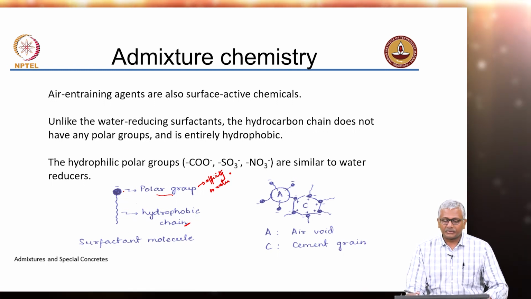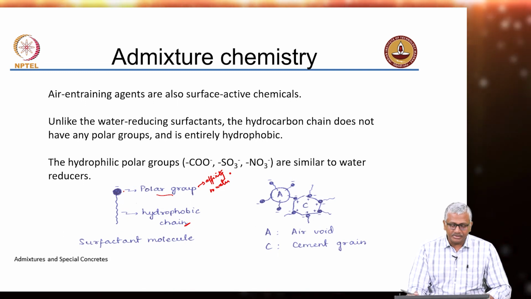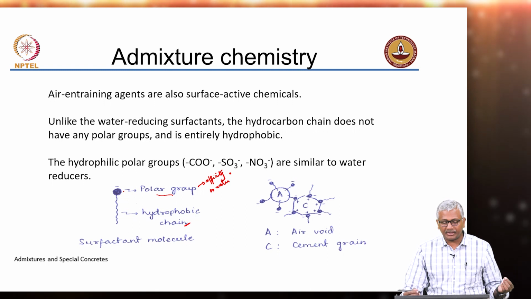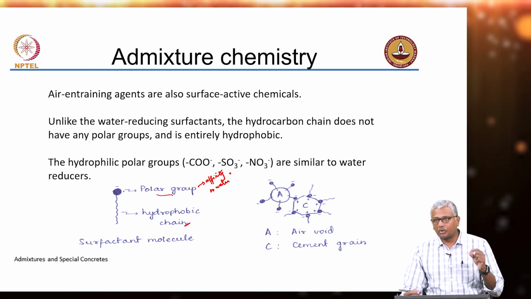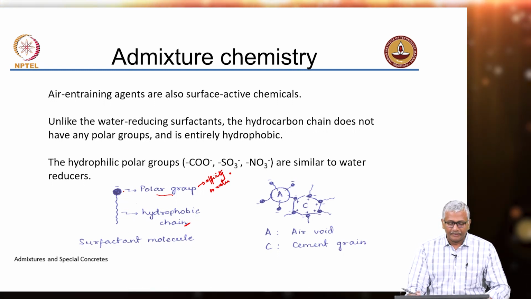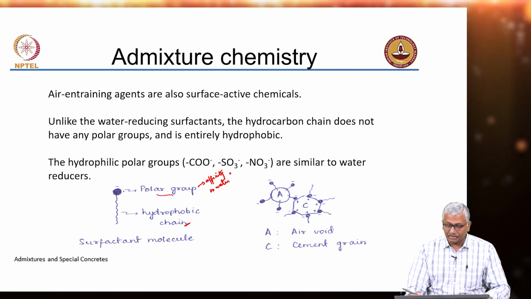So, air entrainers are similar to your detergents, they are surface active chemicals. They do not have a main hydrocarbon chain which is hydrophilic. Here you have a polar group attached to a hydrophobic chain. Polar groups that are used here, carboxylate, sulfate, nitrate, are similar to what you have in your water reducers.